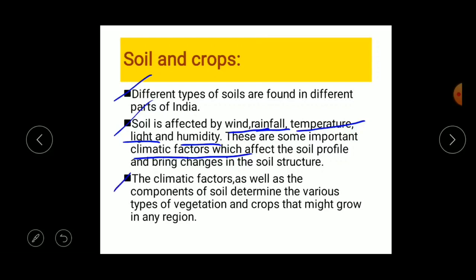Next, the climatic factors as well as the components of soil determine the various types of vegetation and crops that might grow in any region. The climatic factors are wind, rainfall, temperature, light and humidity. So the types of crops that will grow in the soil depend upon these factors as well as the properties of the soil.